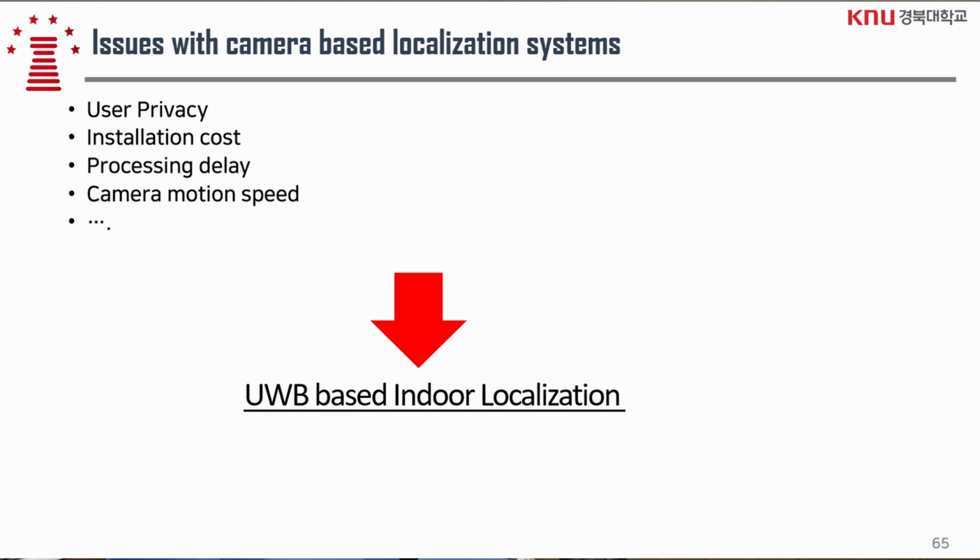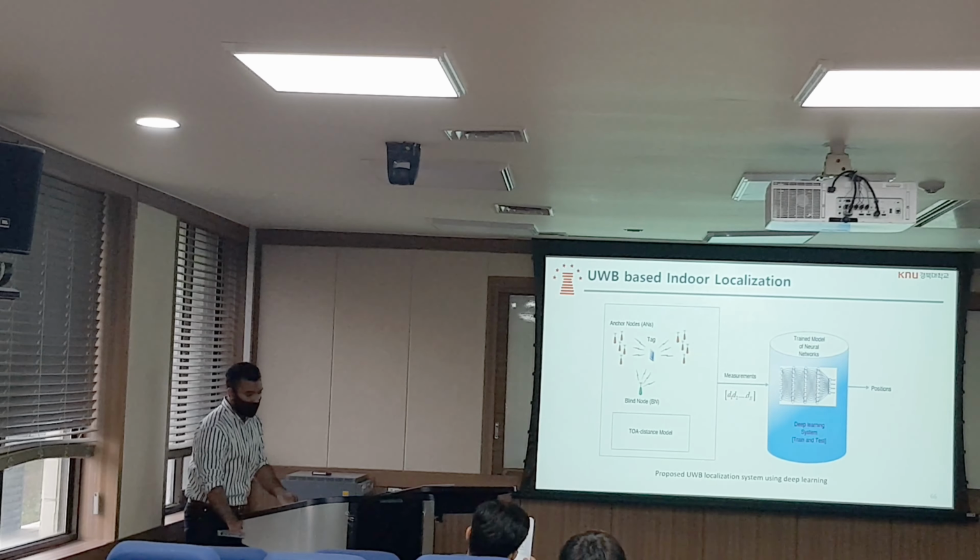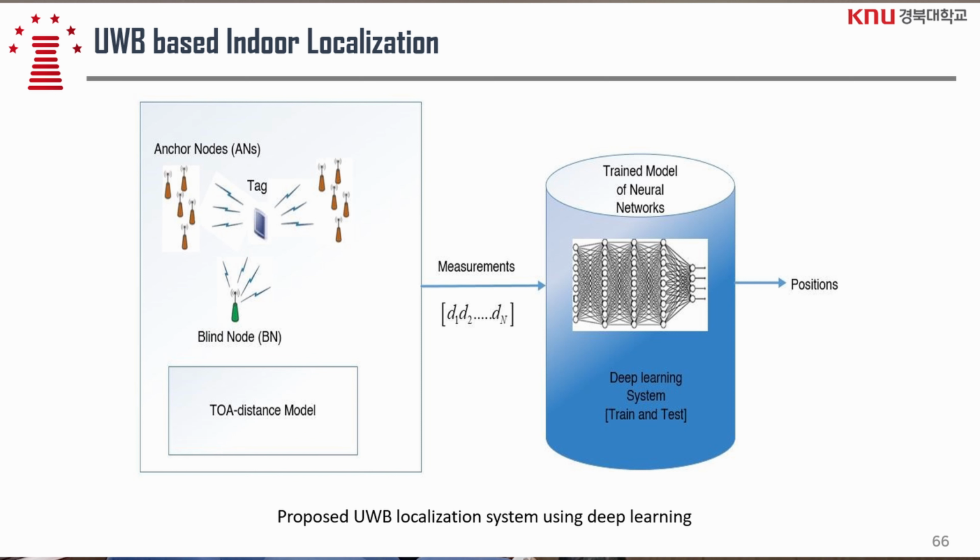So to provide a centimeter-level, very accurate localization system, we use UWB-based localization. Here is the proposed UWB localization system using deep learning. We simulated the entire UWB system in MATLAB and estimated the distance information from each anchor to the tag. We introduced a deep learning architecture, an LSTM model, trained it with the user distance information, and estimated the user position.